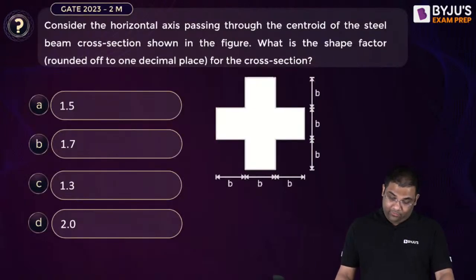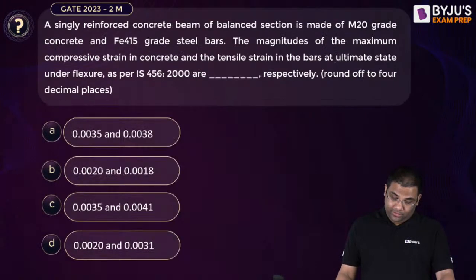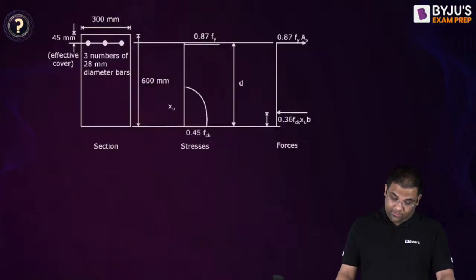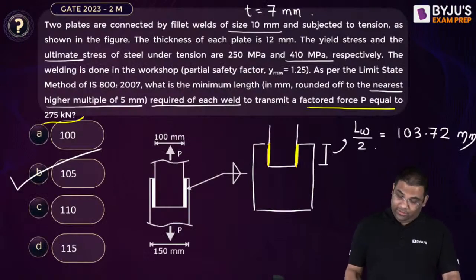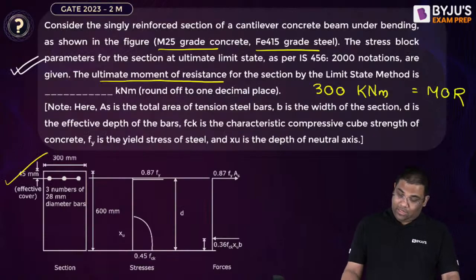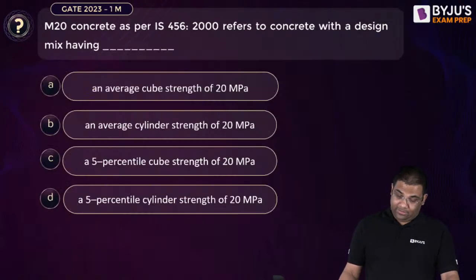How many questions are remaining? 1, 2, 3, 4, 5, 6. Okay. This we have already solved. Let us go reverse. This is the 23rd question we solved. This also I told you, you can solve MOR by following the same steps.